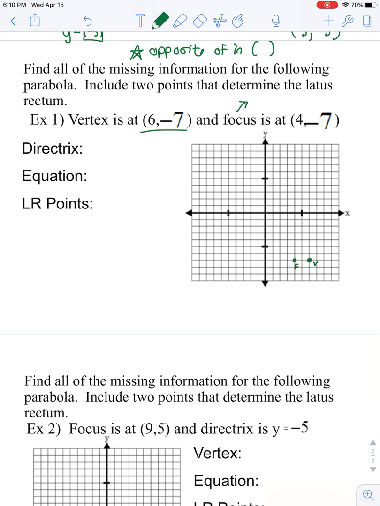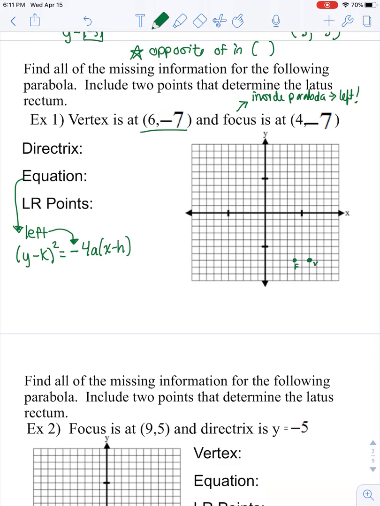Now, a couple of things to remember. Remember that the focus is always inside the parabola. Therefore, we know that this parabola has to be opening to the left. Okay, now let's talk a little bit about writing the equation. If we know that the parabola is opening to the left, then it's going to have to take the form of (y minus k) squared equals negative 4a times (x minus h). We know that it's going to be a negative because it's opening to the left, and we know that equations that are opening to the left are going to have a y squared and an x.